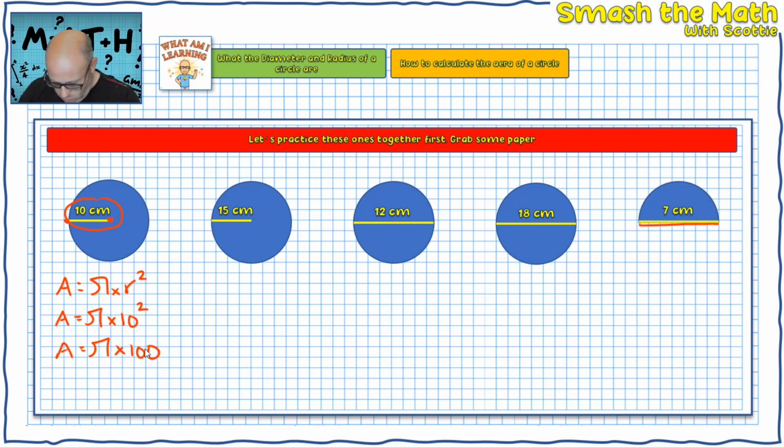I grab my, oops, silly me. I can grab my calculator rather than throwing it on the floor and breaking it. So I'm going to do my pi button on my calculator times 100.